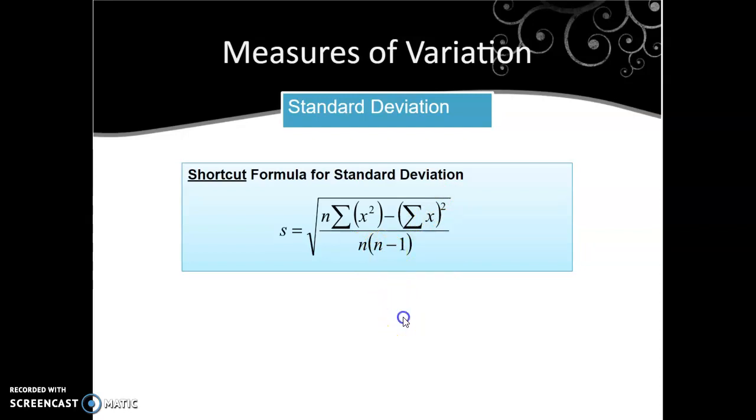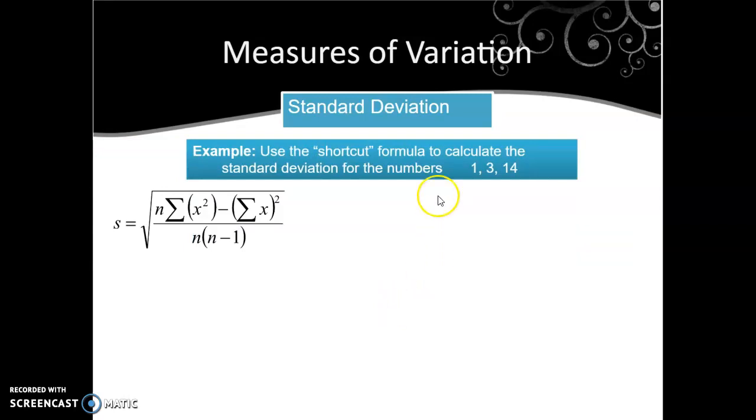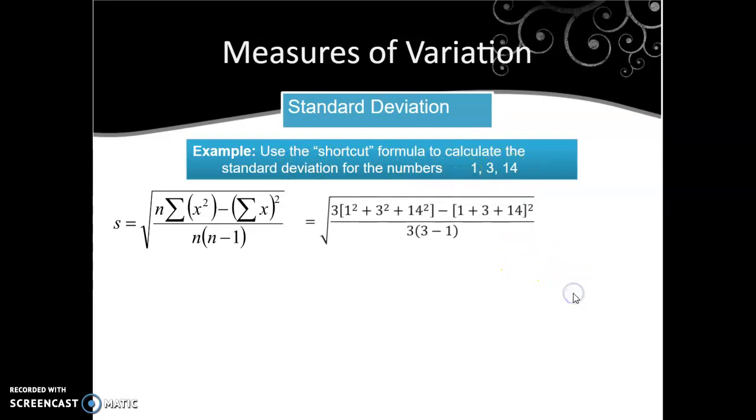So let's practice it with the previous example. Again, we'll use the shortcut formula to calculate the standard deviation for the numbers 1, 3, and 14. Okay, so again, we don't need to find the mean for this one, which is kind of nice. So we'll take n, the number of data points, which is 3, and then multiply that by 1 squared plus 3 squared plus 14 squared.